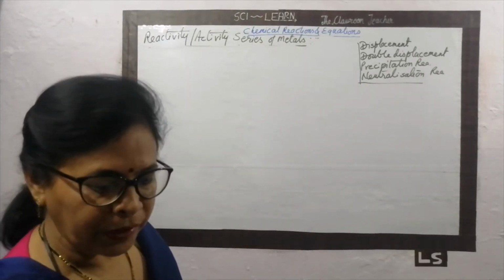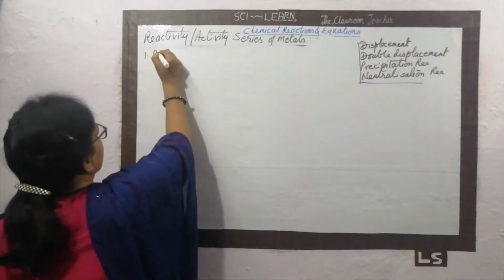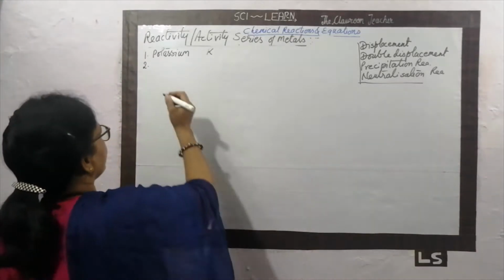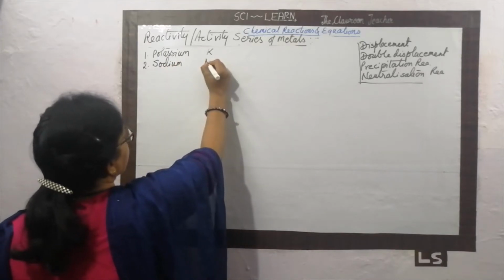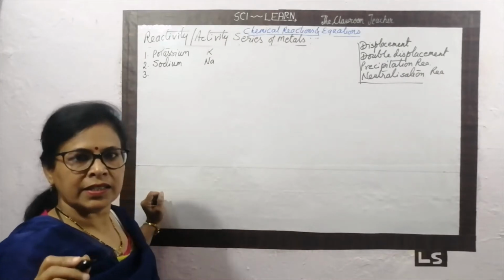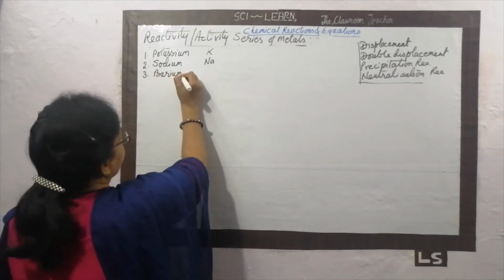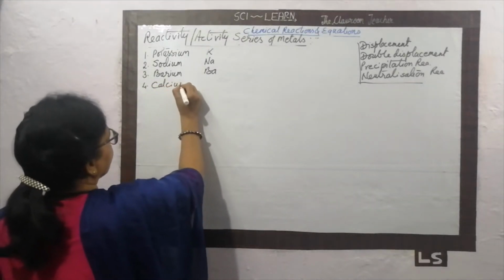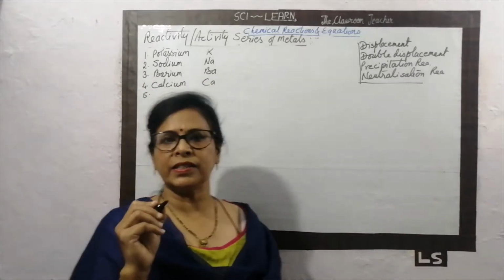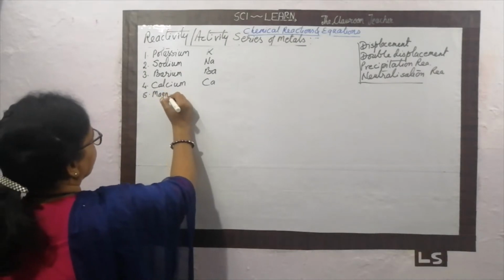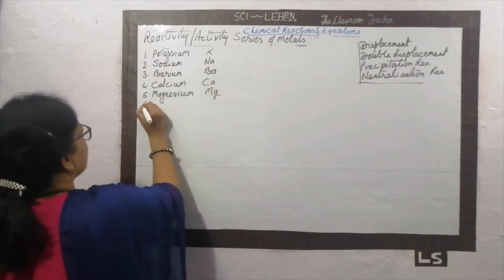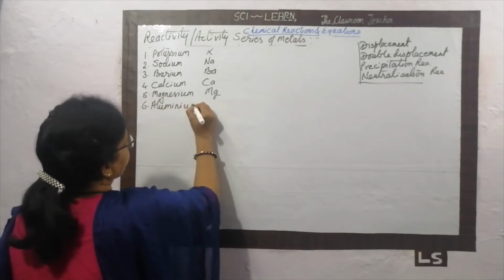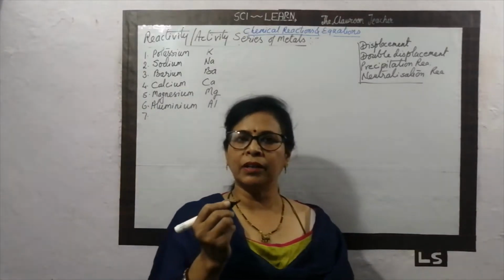Okay, the first metal placed in this series is potassium. We know the symbol of potassium is K. The second metal in this series is sodium, that is Na. The third metal is barium, Ba. The fourth metal in this sequence is calcium, Ca. The fifth metal placed here is magnesium, that is Mg. The sixth metal after magnesium is aluminium, that is Al. After aluminium, the metal placed is zinc.